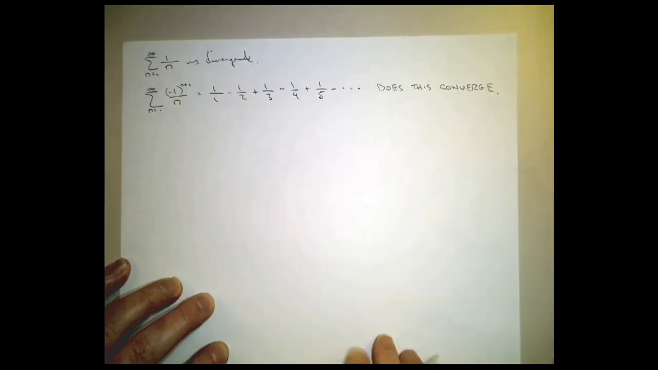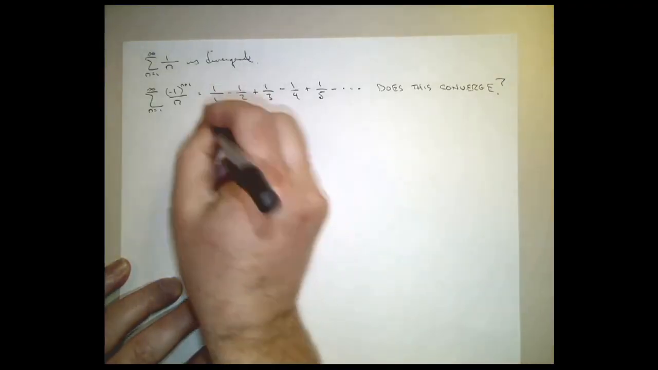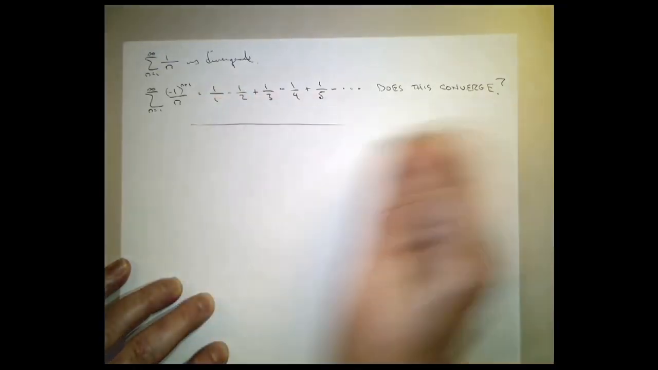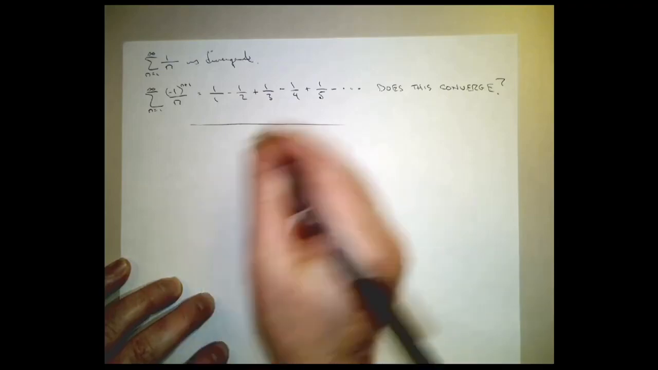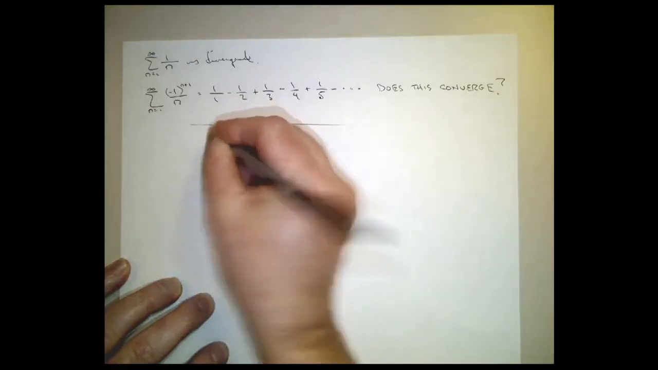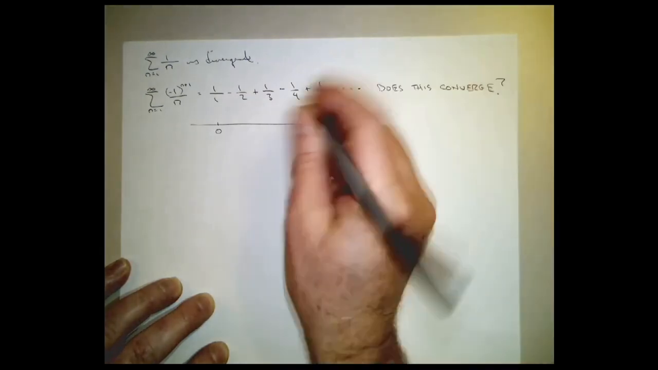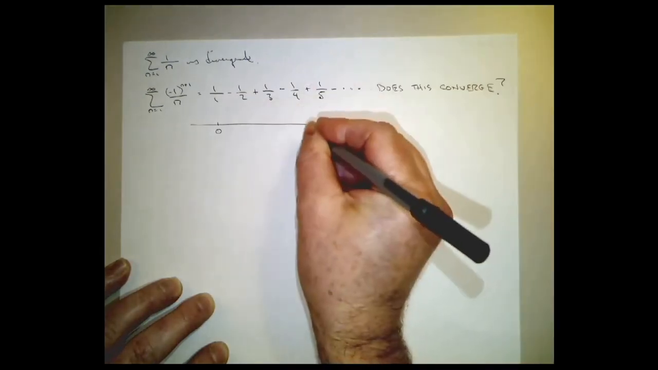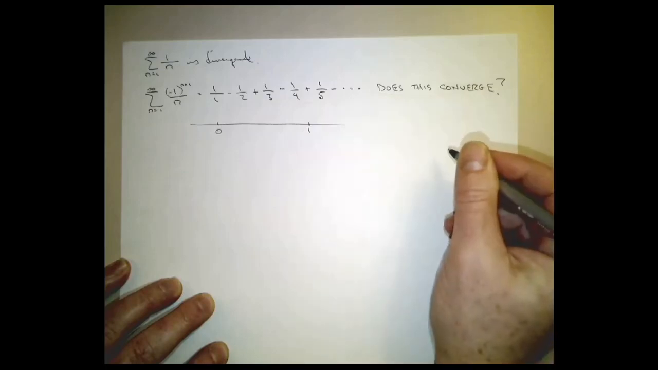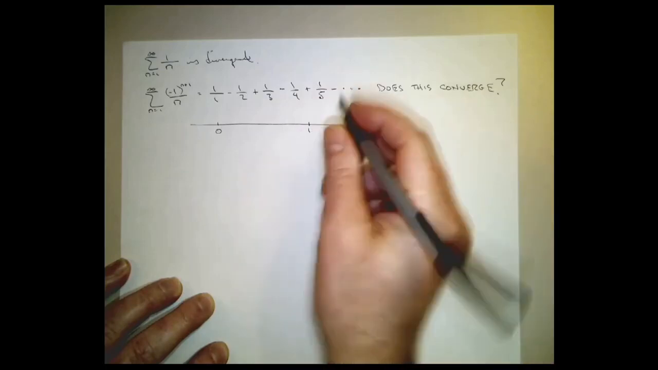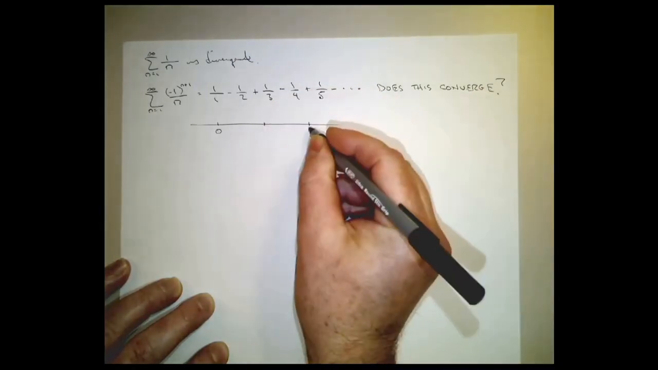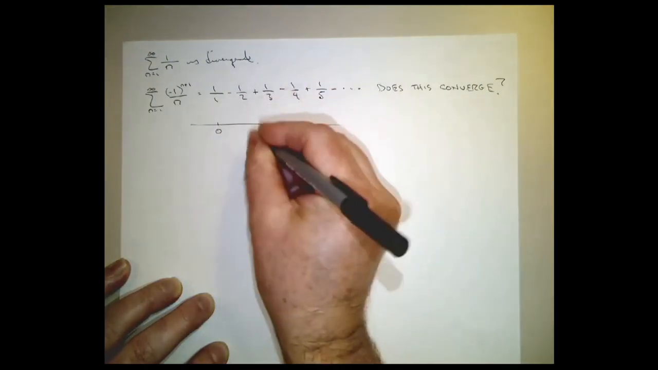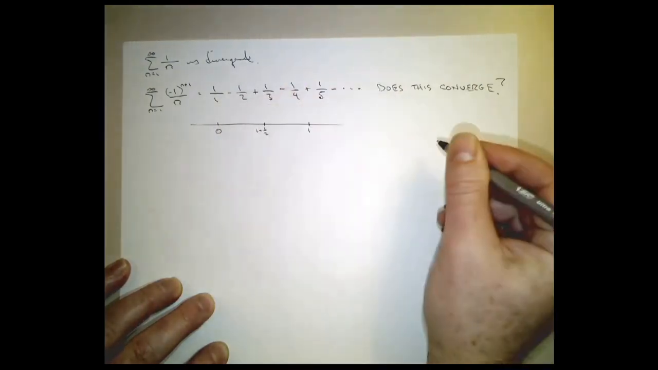Well, we can get a sense of this by drawing a picture. So here's my picture. I'm going to plot the partial sums of this series on the real line. 0 over here is a reference point. The first partial sum, of course, is 1, right? And then we're going to subtract half away from 1. So that's going to put us at 1/2 exactly. So this is 1 minus a half. Right, so that's the second partial sum.